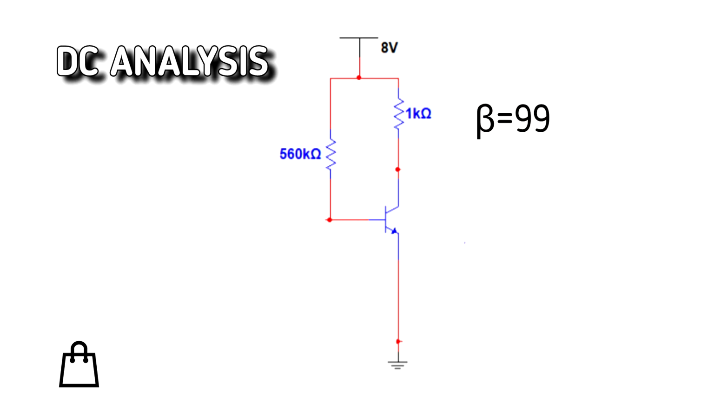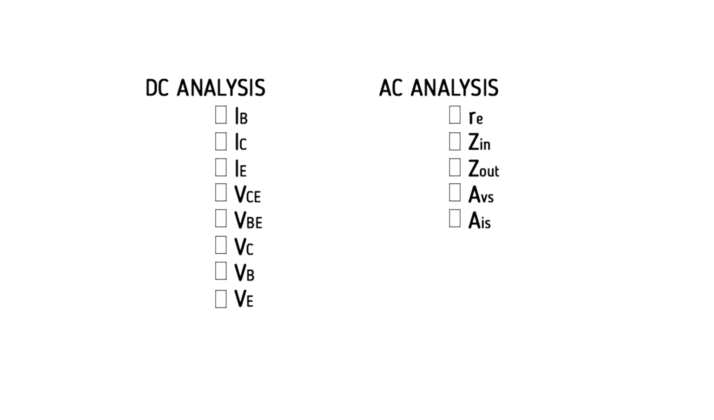If you don't know how to come up with this circuit, watch my previous video on explaining the preparations for DC and AC analysis. Now in DC analysis, you can solve for the three currents, the base, collector, and emitter currents, the VCE, the VBE, the VC, VB, and VE. So let's solve for those.